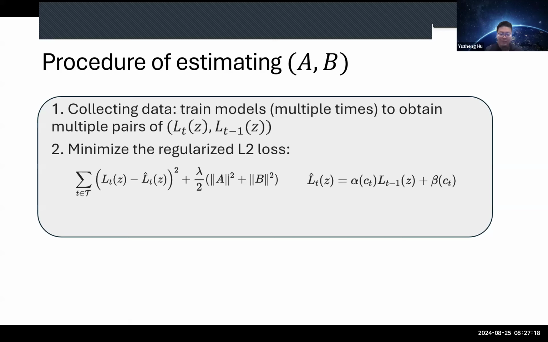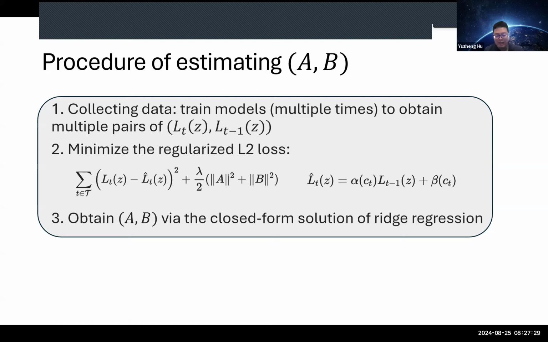And the only thing that we really need to solve is this A and B, and also this AI and BI that are hidden in this alpha CD and beta CD. So essentially we see that this is actually a linear regression problem, a multivariate linear regression problem. So we can easily obtain these vectors A and B via the closed form solution of ridge regression. So this is essentially an L2 regularization linear regression. So the solution to this problem is actually easily solvable. There's no need to use any optimization.